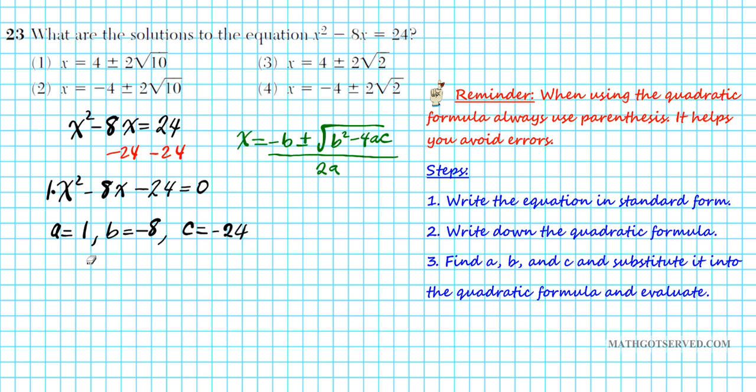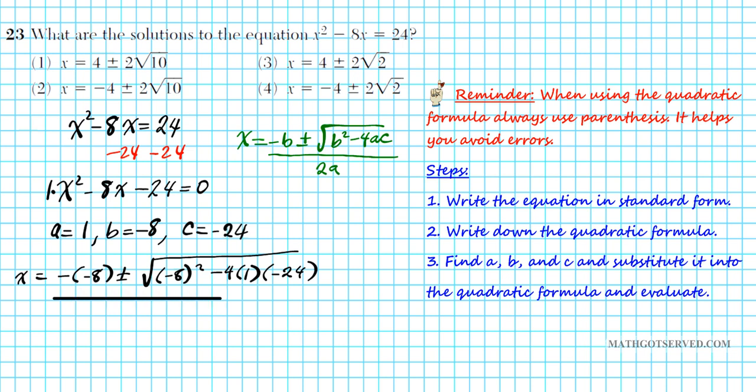Okay, so let's input this into the quadratic formula. So x is going to be negative (negative 8) plus or minus the square root of b squared minus 4ac. Remember the entire expression, okay? The entire expression over 2a, 2 times 1. Now, what did I use here that we talked about earlier? I used parentheses for my substitution. That's a very good practice that helps you avoid errors with signs, okay?